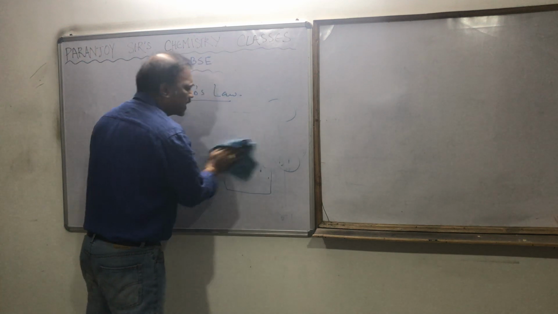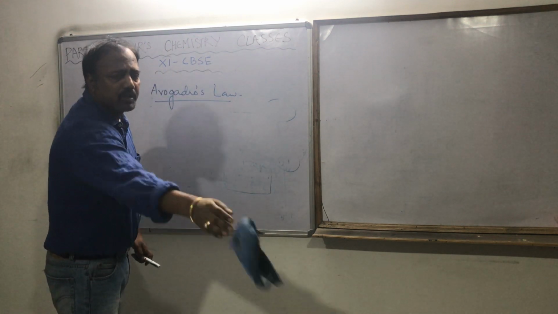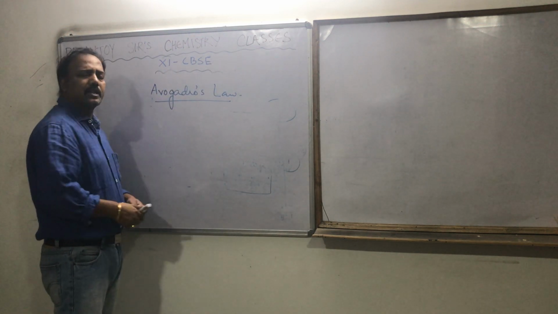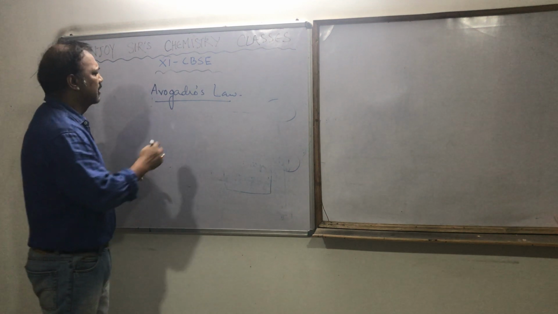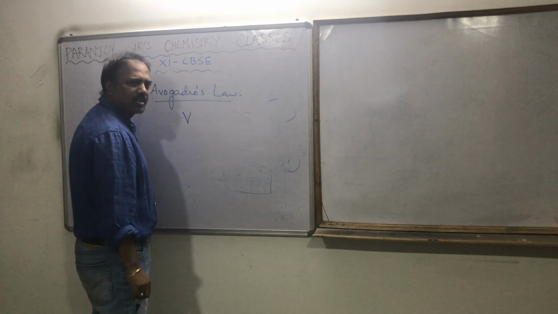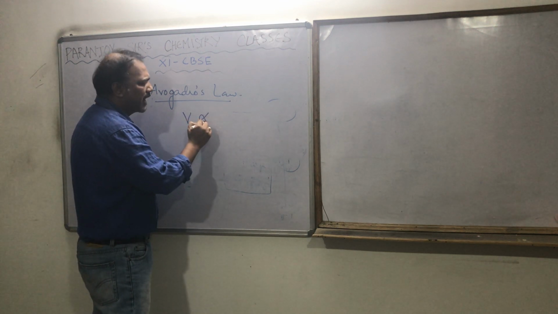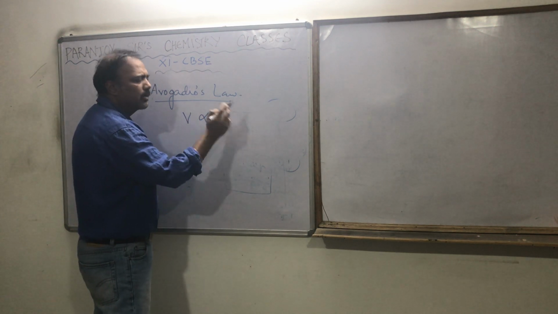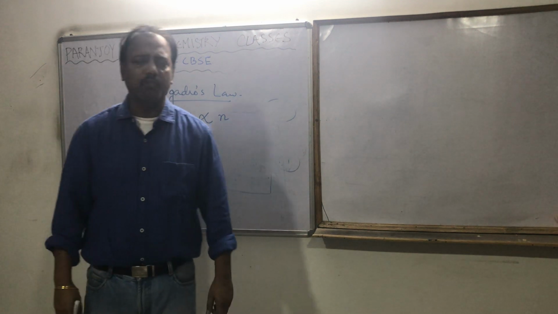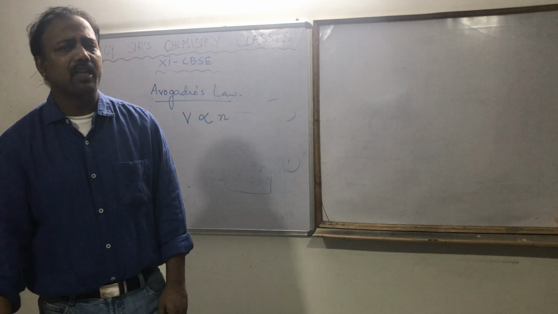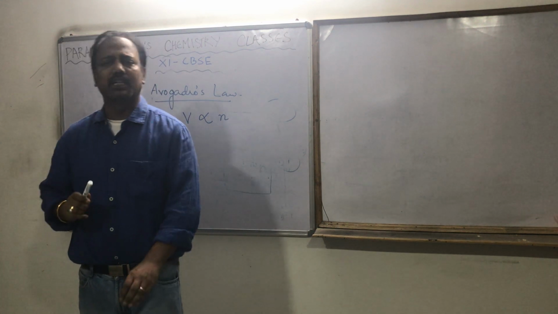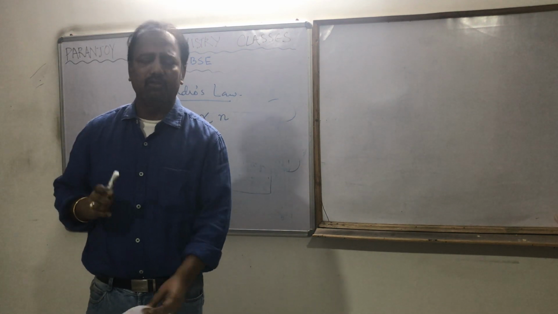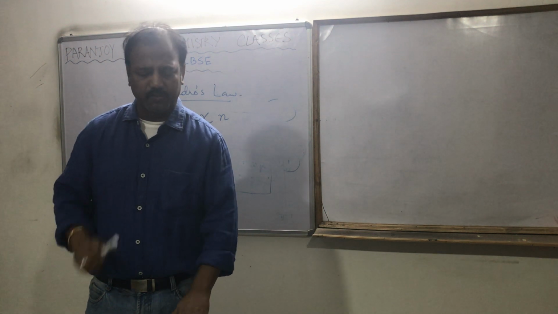So we can write it like this. At constant temperature and pressure, the volume of a gas is directly proportional to the number of moles, which is written by small n. Okay, the volume of a gas is directly proportional to the number of moles. So these are rather the basic laws of the first part.